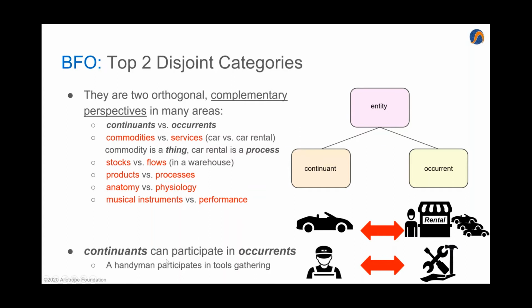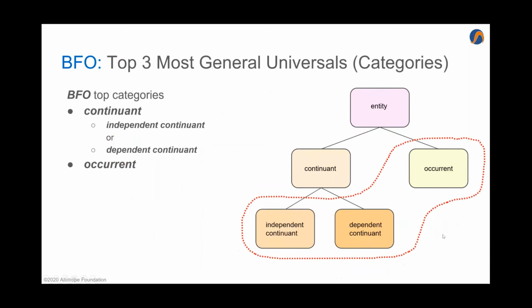So a continuant can participate in an occurrent. For example, a handyman, which is a continuant, can participate in an occurrent, which is tools gathering. And the same goes for rental, which is a process. So the top three most general universals that we are getting from BFO are independent continuant, dependent continuant, and the occurrent.